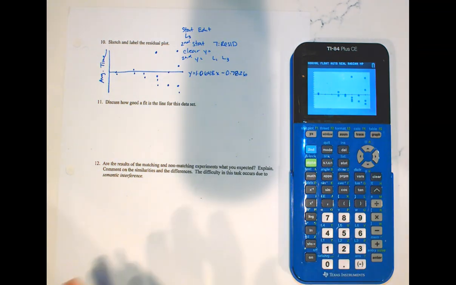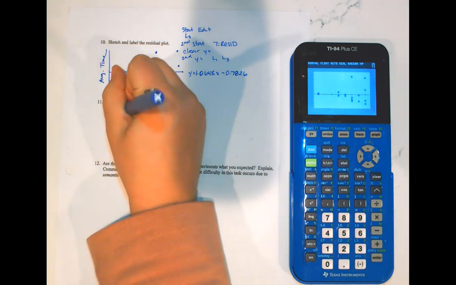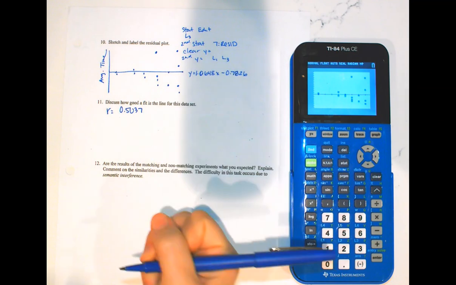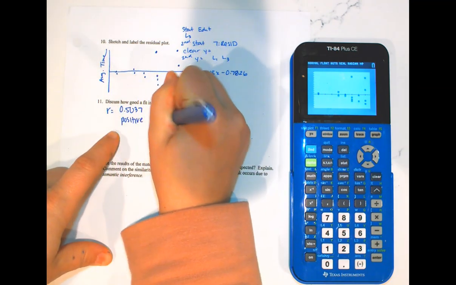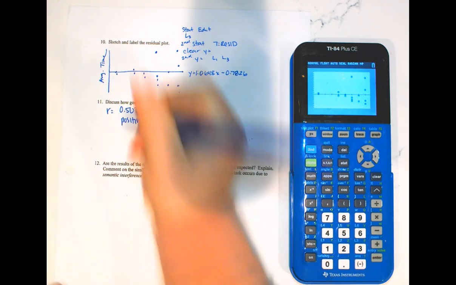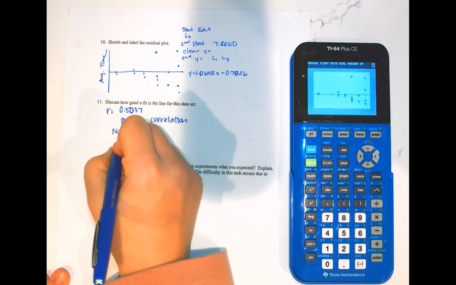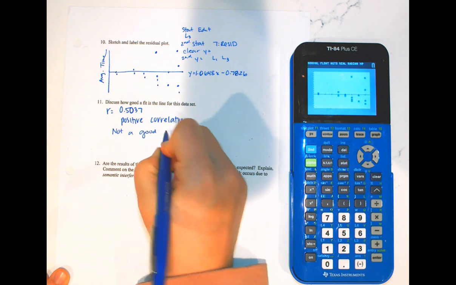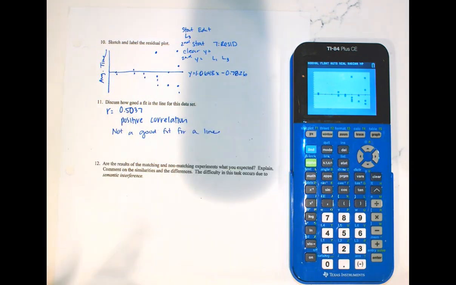So then if we want to talk about how good of a fit this data is, remember your R value is 0.5037. So that's a positive correlation. However, this number is not great. This number is low, so this is not a good fit for a line. Right? This is worse than the last one. So this is saying that this line of best fit is really not the best fit for this graph.